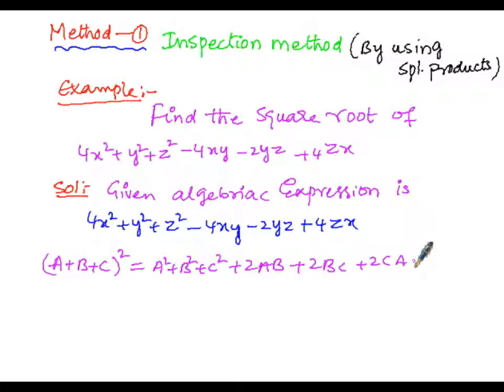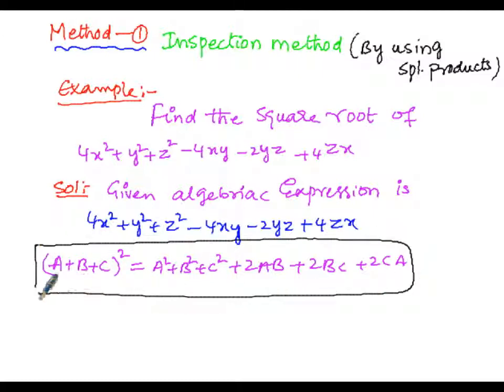Now, based upon this special product, let us find the square root of the given algebraic expression 4x square plus y square plus z square minus 4xy minus 2yz plus 4zx. So, here 4x square plus y square plus z square minus 4xy minus 2yz plus 4zx is in the form of a square plus b square plus c square plus 2ab plus 2bc plus 2ca.